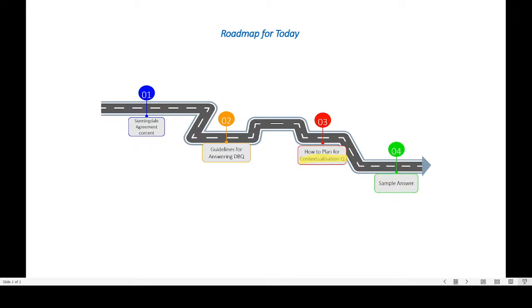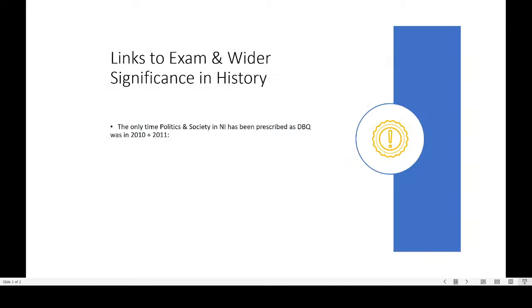And then finally, we're going to provide a sample answer and look at the positives and negatives of that sample answer, and that will be shared with you guys after you complete the feedback form at the end of the Saturday session.